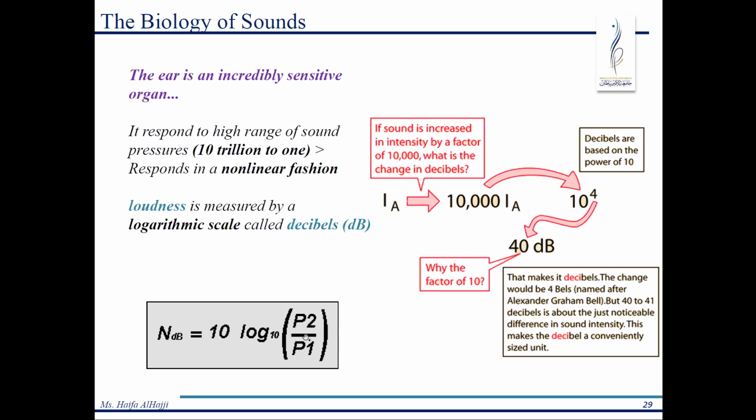So 10,000 is actually 10 to the power of 4. So log of 10 to the power of 4, you remove the 10 and you keep the 4. So in here, it's going to be a 4. Then you multiply the 4 by 10, you get the 40. See how we got the 40 decibels? So a 10,000 multiplication of sound or pressure means an increase in decibels by 40 decibels.